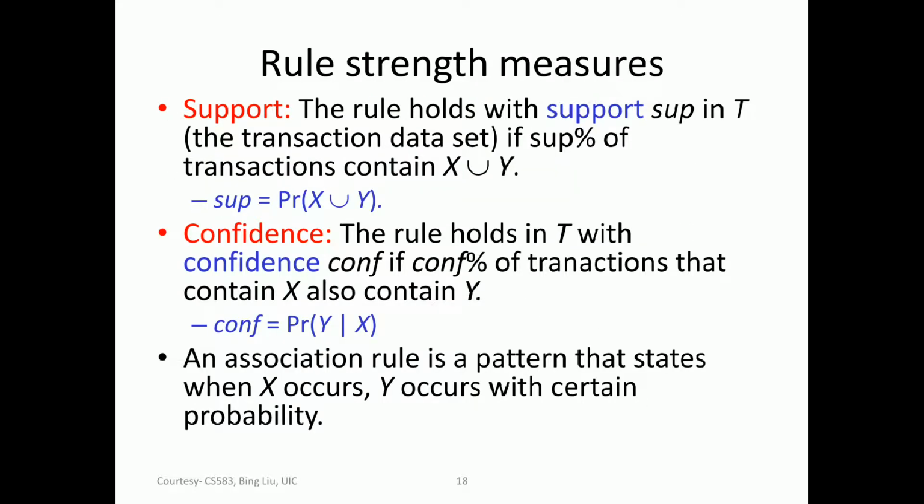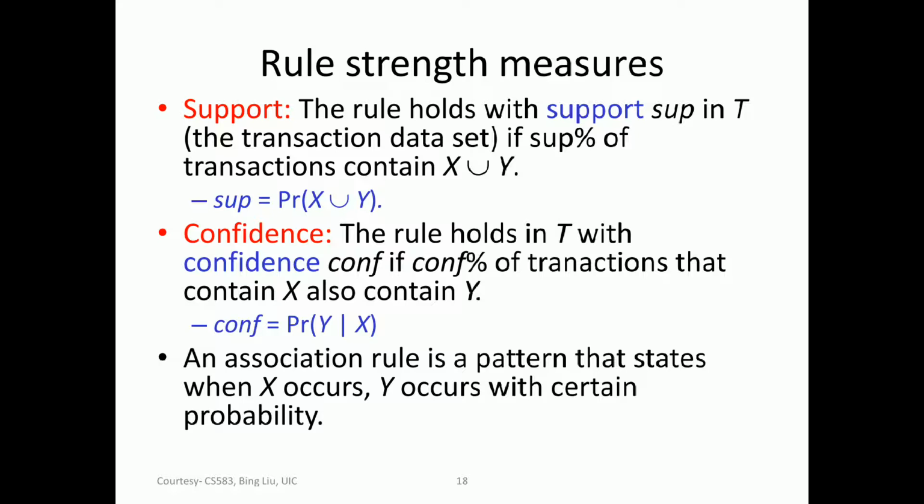The rule strength measures. So what are the different measures which will find out the strength of the rule? Support is one of them. The rule holds with support sup in T if sup percent of transactions contain X union Y. So the probability of X union Y is nothing but the support. If we have, say, 10 transactions, then how many transactions are supported with that X and Y? That will be the support.